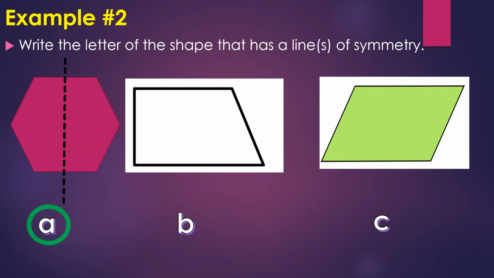By the way, what's the name of the shape? Anyone can answer. You ought to speak to me now. What's the name of the shape? A hexagon. Very good. It is a hexagon because it has six sides. So, 1, 2, 3, 4, 5, 6. So how many lines of symmetry does this hexagon have?